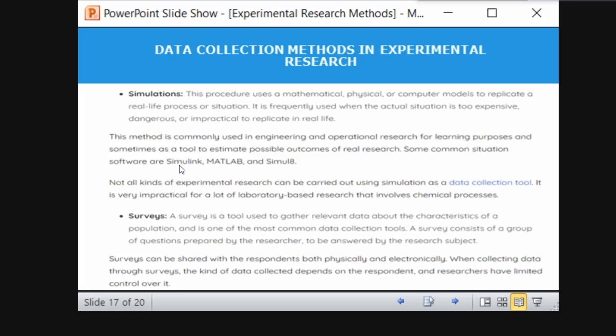Simulator means creating an artificial environment to replicate a real-life environment. Simple. This method is commonly used in engineering and operations research for learning purposes, and sometimes used as a tool to estimate the possible outcomes of real research.